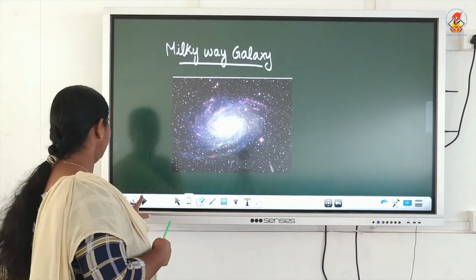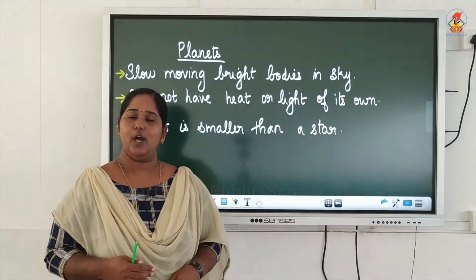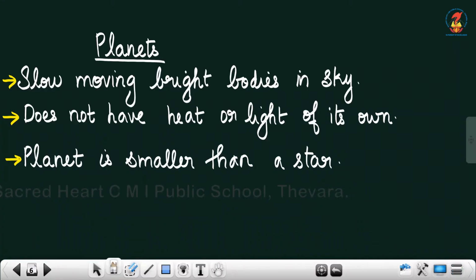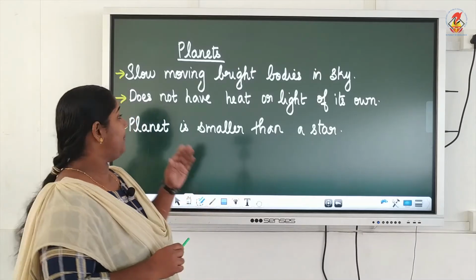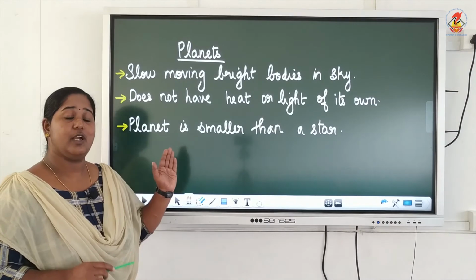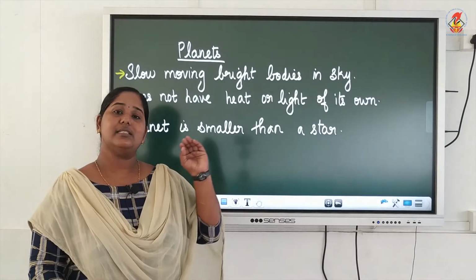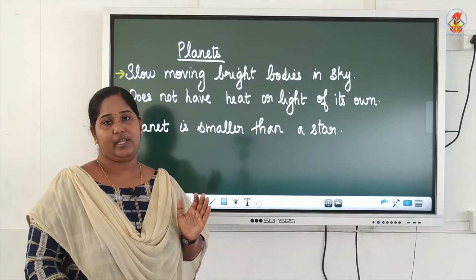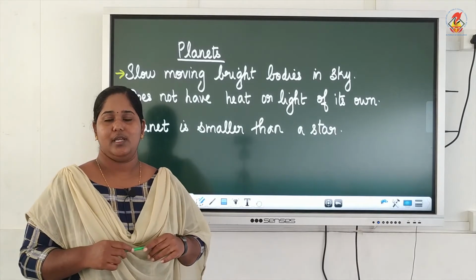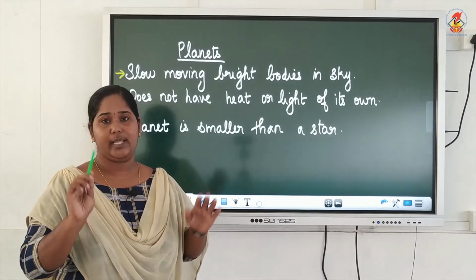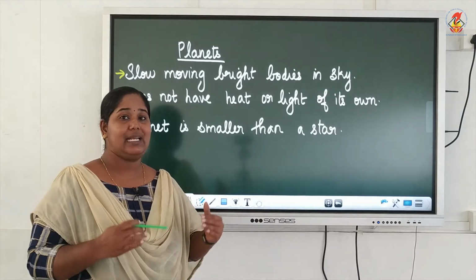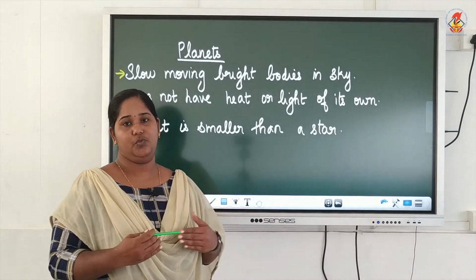Okay. Now another heavenly object that we see in the night sky is planets. Planets are heavenly bodies that do not have their own heat and light. It is a slow moving heavenly body. It moves very, very slowly. Whereas stars do not move, they remain in a fixed place. But planets slowly move.